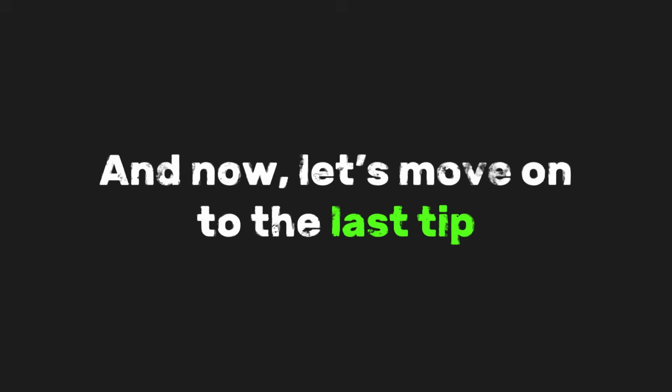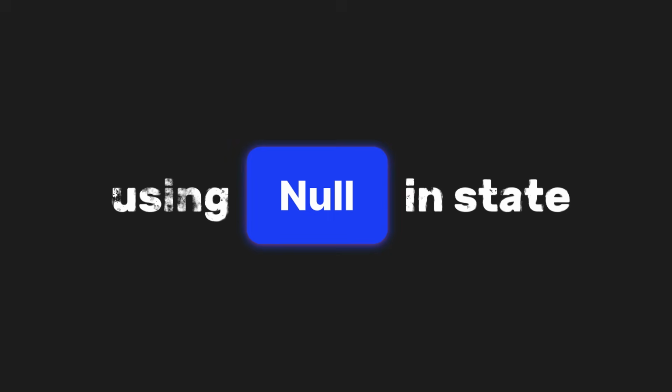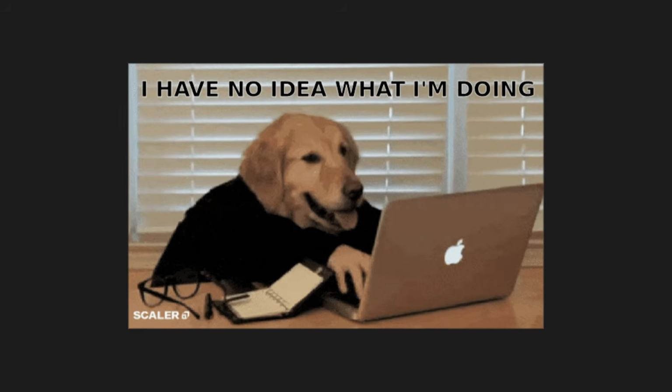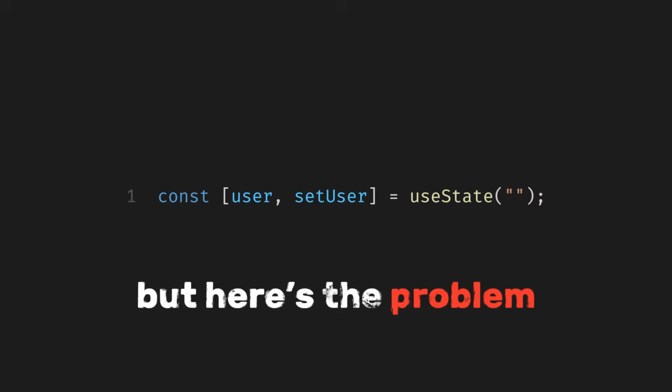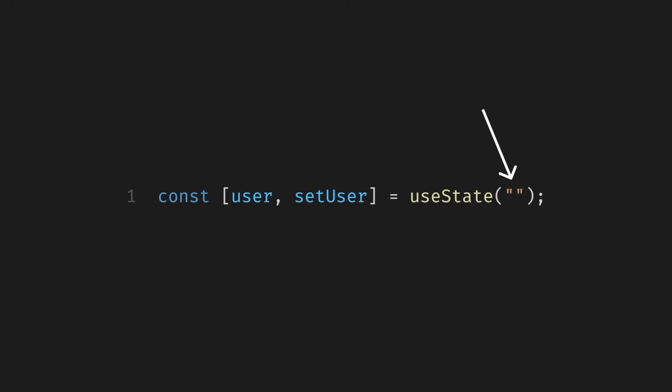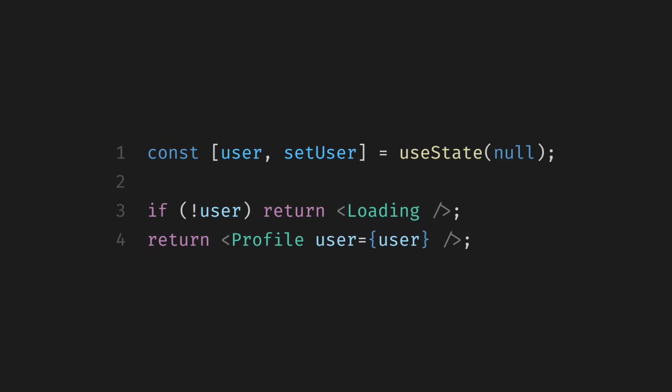And now, let's move on to the last tip, using null in state. When beginners start learning React, they often do something like this. It looks harmless. But here's the problem. An empty string doesn't really mean no user. It's just a string, not the absence of data. Instead, it's better to start with null. Now React clearly understands that there's no user yet. It's also much easier to check later when rendering.